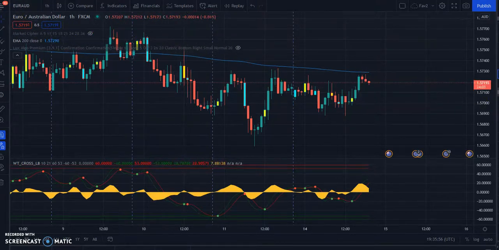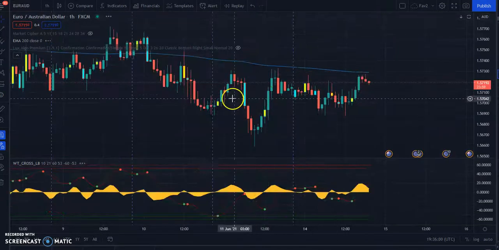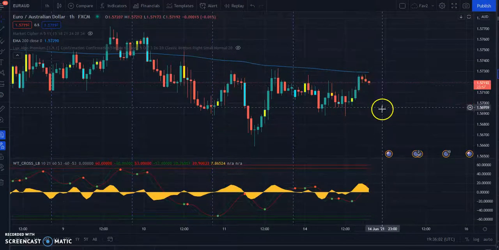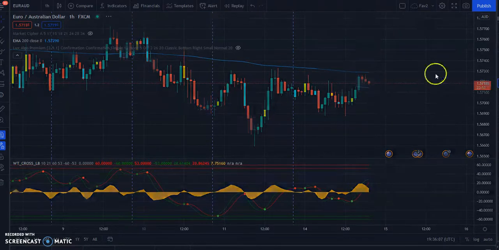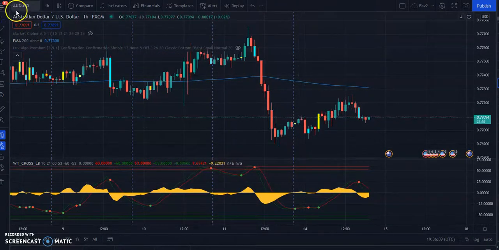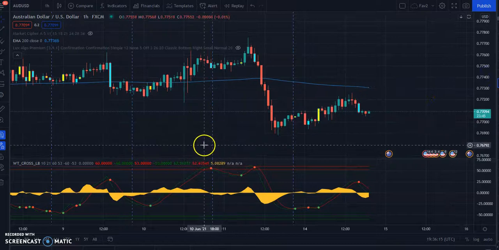Euro AUD. This one here is kind of choppy, so I wouldn't trade this even if you get an indication unless it's overbought or oversold. The next one is AUD USD, and this is a 1 hour chart. I can do videos on higher time frames as well.